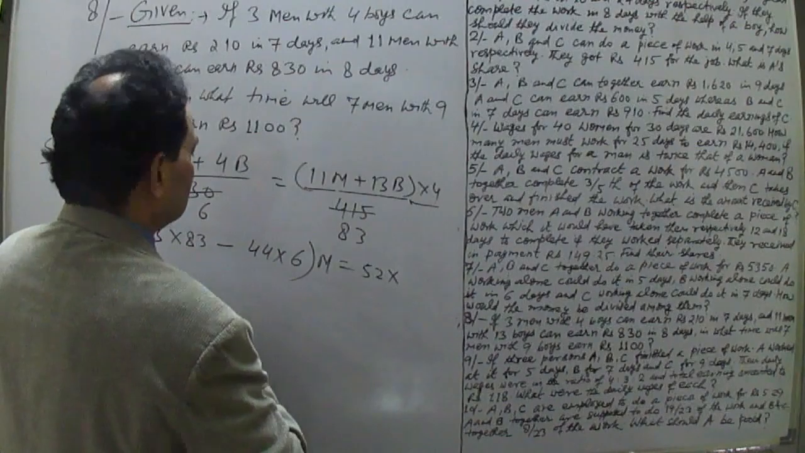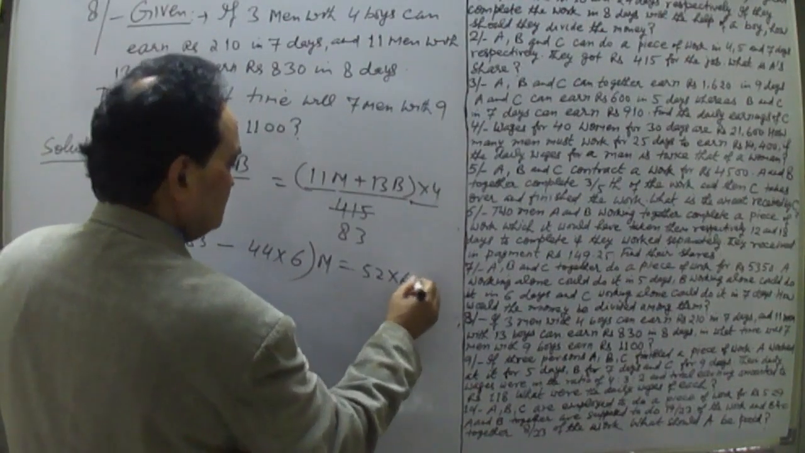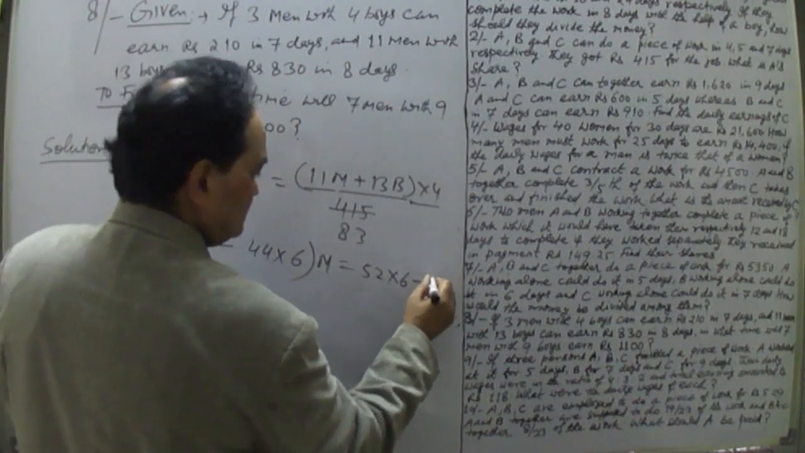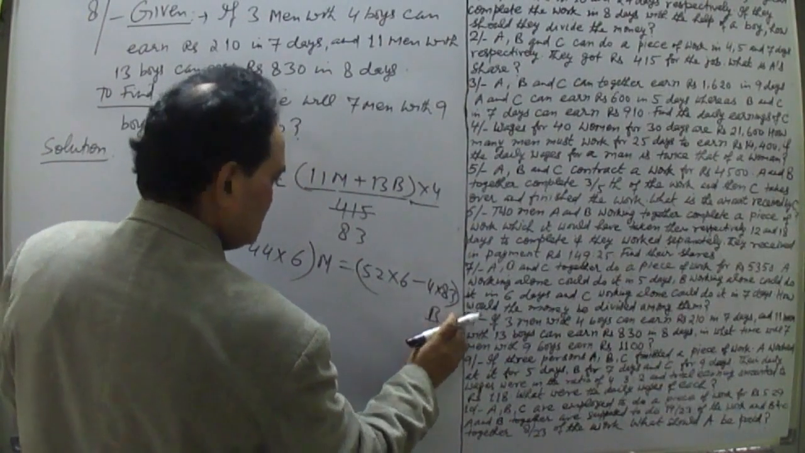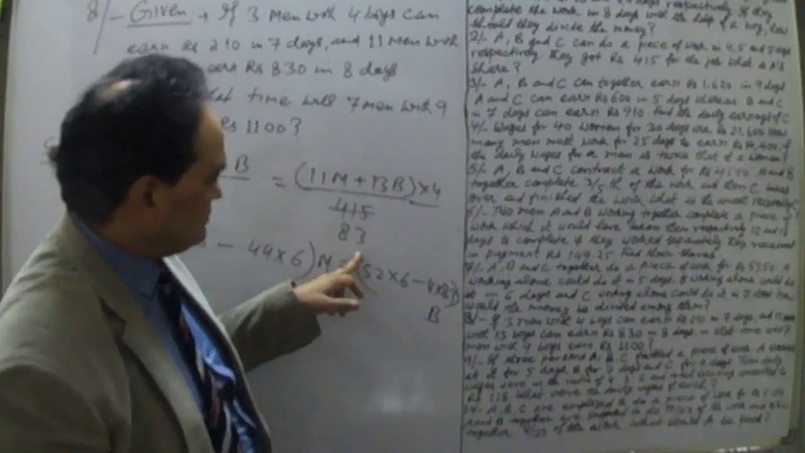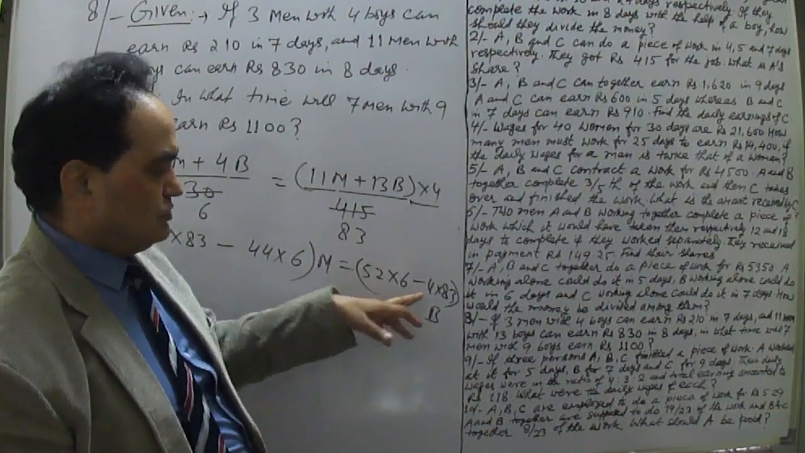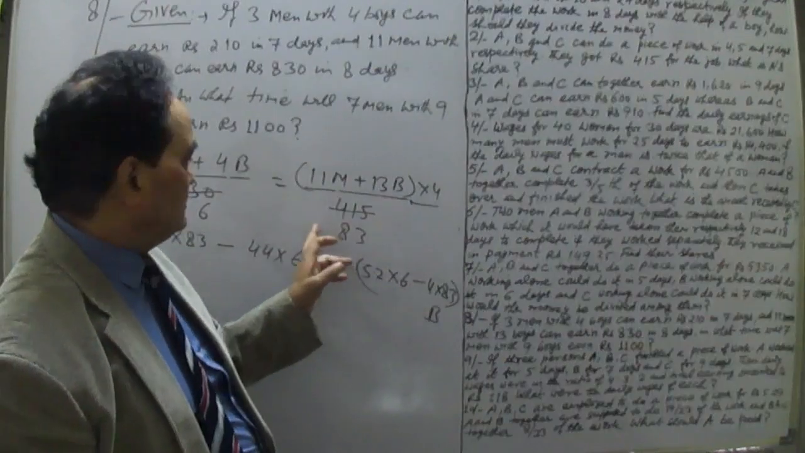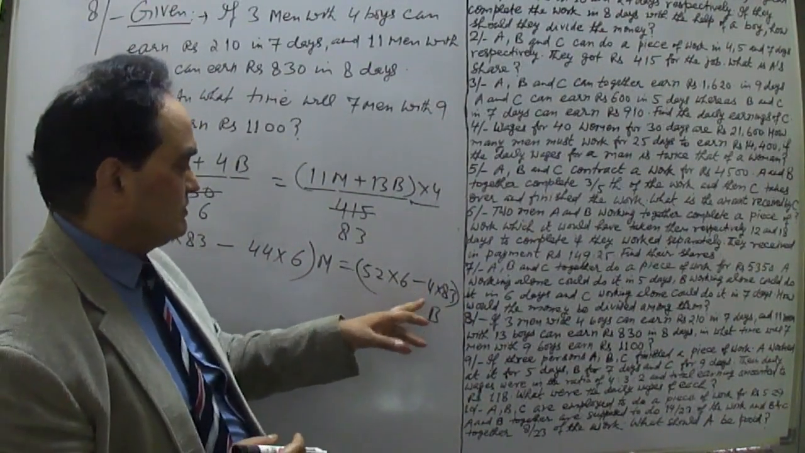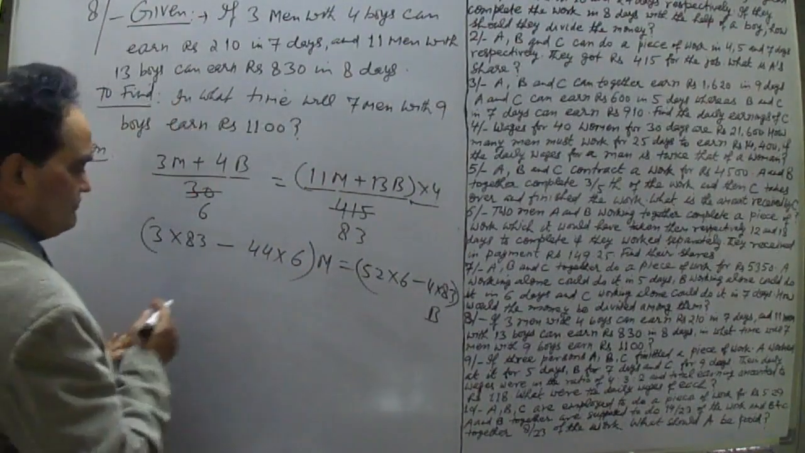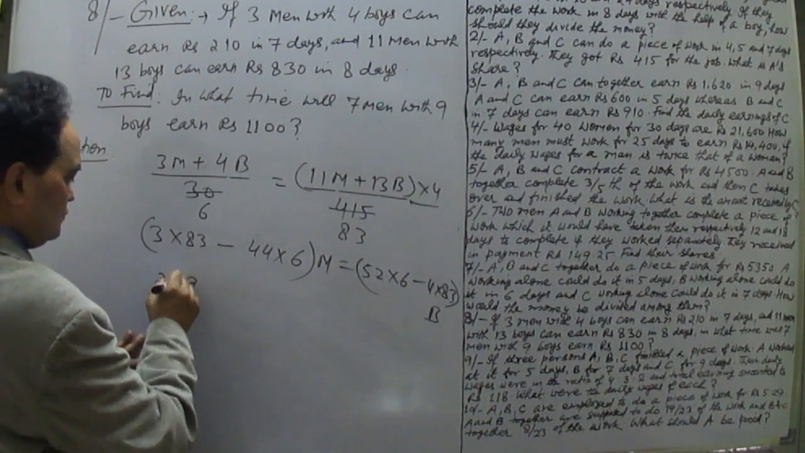Now I have taken this: 52 into 6 minus 4 into 83. This is boys: 4 into 83 boys, and this 6 into 4 into 13 boys. So this 4 into 83 will come to the negative side, I mean on the left and right hand side it will become negative, and this is positive here. Now let me further solve them. 3 3s are 9, 3 8s are 24, 249.